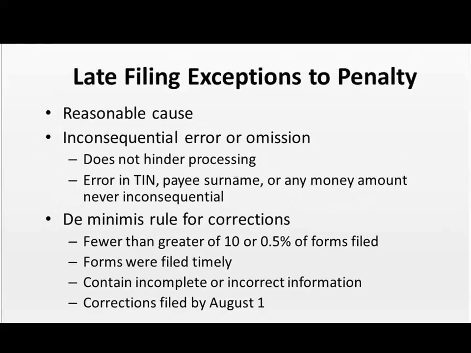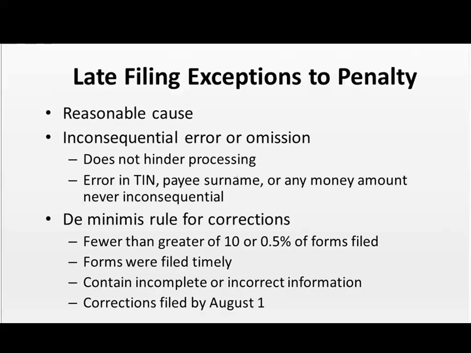Reasonable cause is one of the exceptions to the penalty. I described that on the next slide. There's also inconsequential error or omission. This is one that does not hinder processing. And an error in a TIN or payee surname or any money amount is never inconsequential, except you have that safe harbor exemption that we talked about earlier.